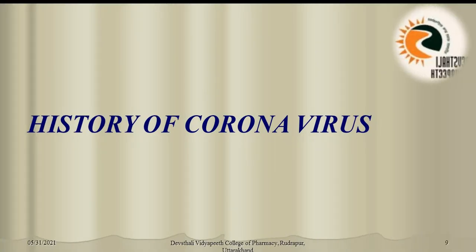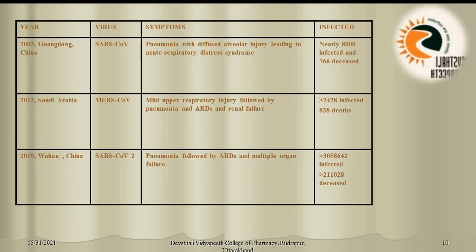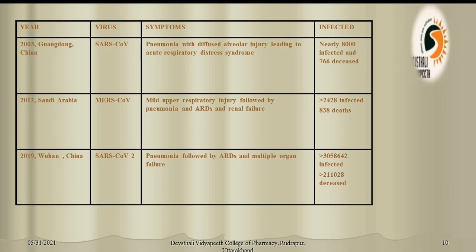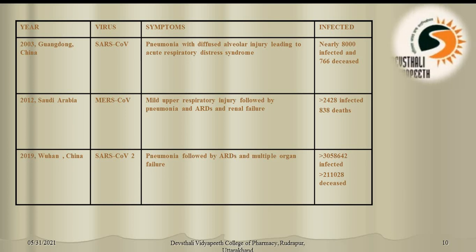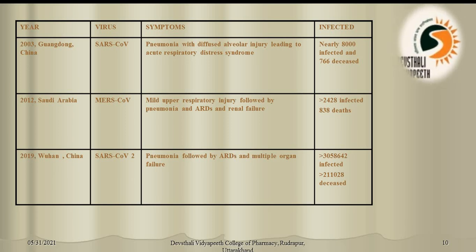Now coming to the history of coronaviruses. First of all, these are the 3 viruses which are very severe in humans. SARS-CoV originated in 2003 in Guangdong, China, and it had symptoms of pneumonia with alveolar injury, and it led to acute respiratory distress syndrome. It infected nearly 8,000 people, and 766 deaths were counted.